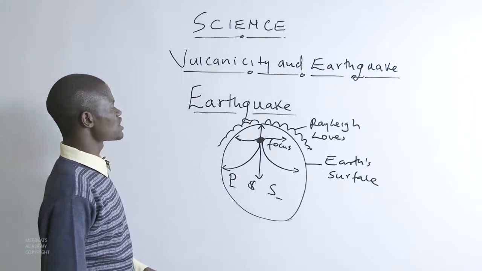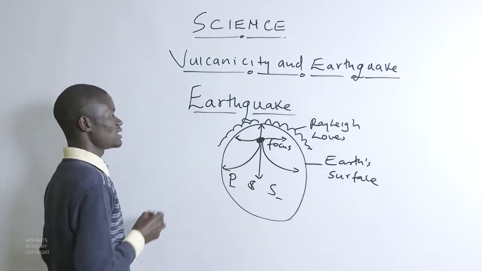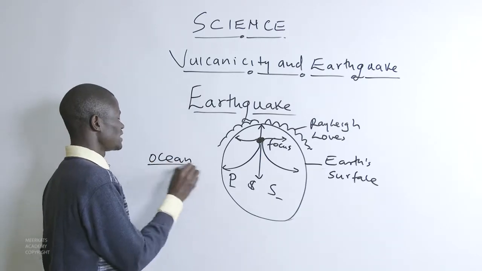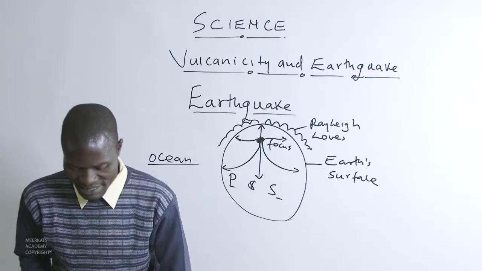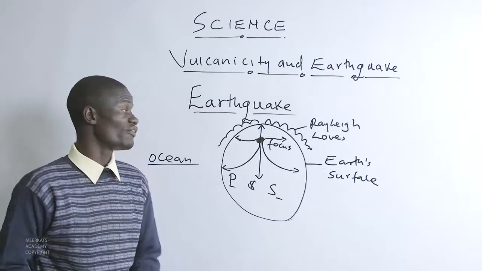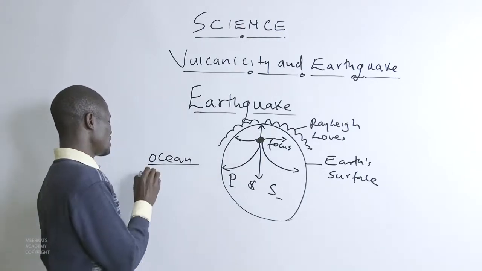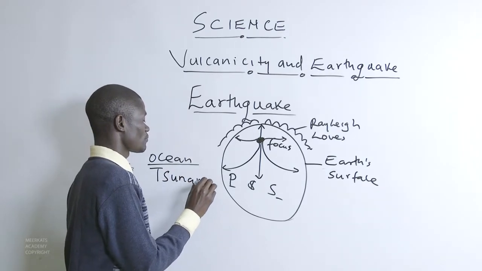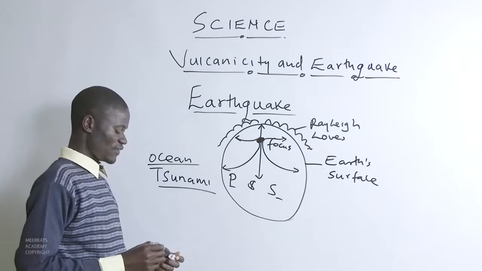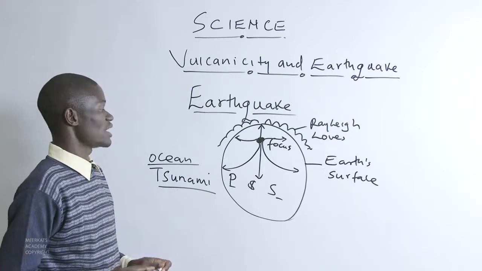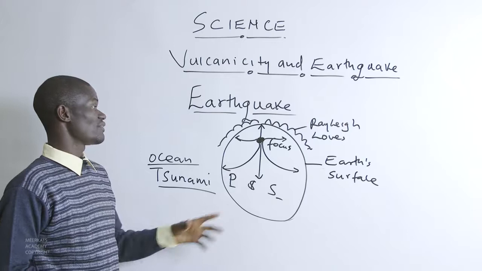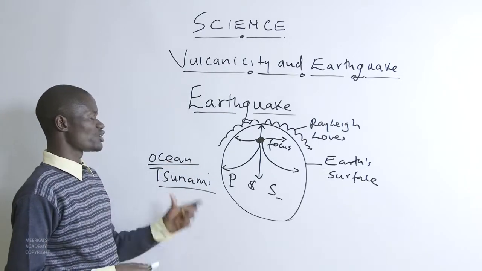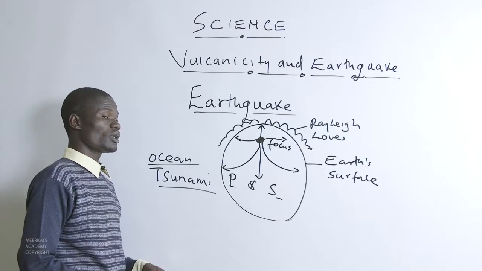And then when these waves occur, especially the Rayleigh waves, when they move into the ocean, they generate massive waves in the ocean that we refer to as tsunamis. When the waves go into the oceans or into the seas, they generate what you call the tsunami.